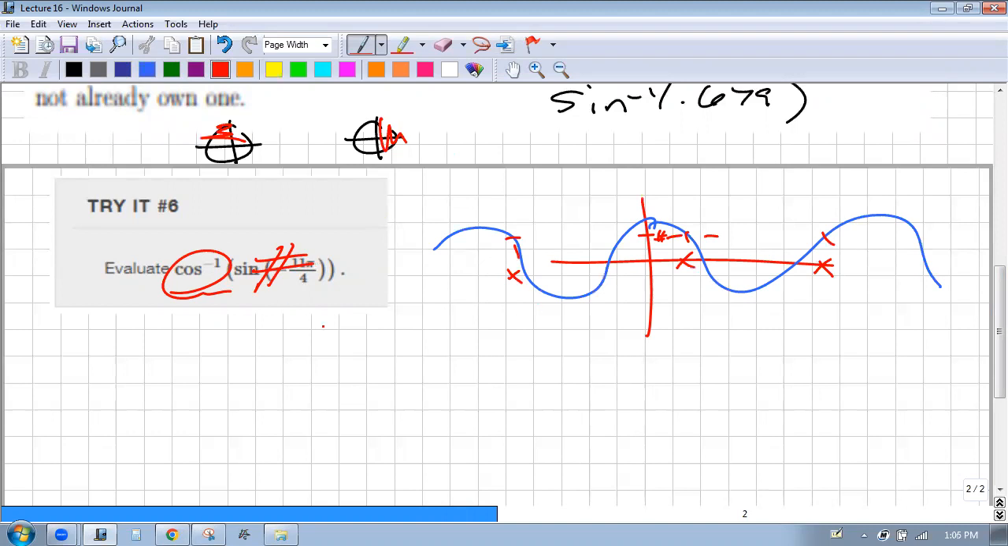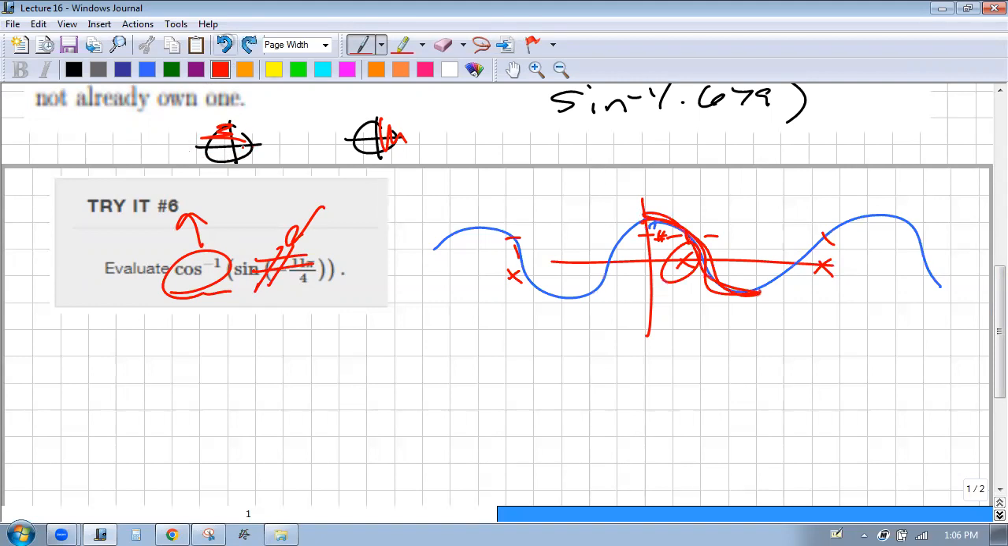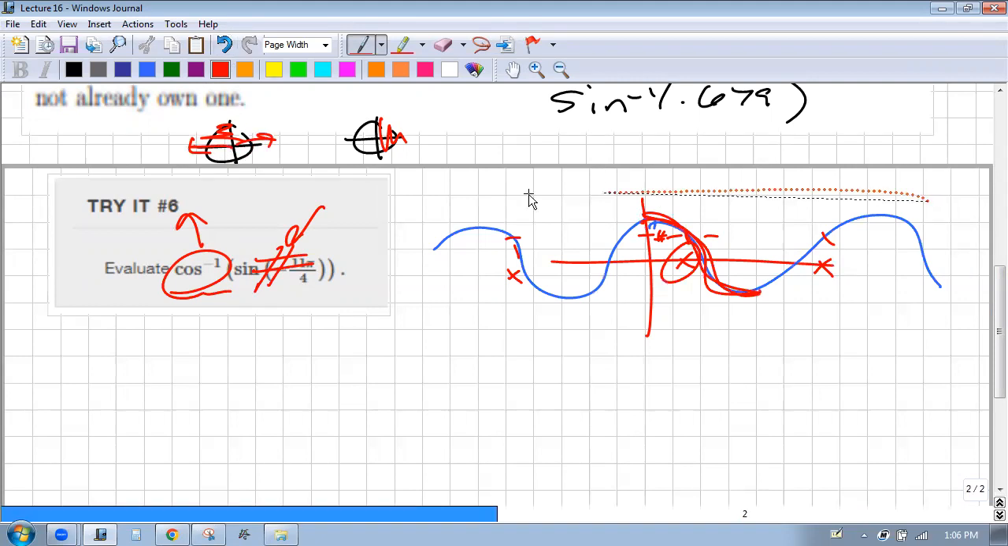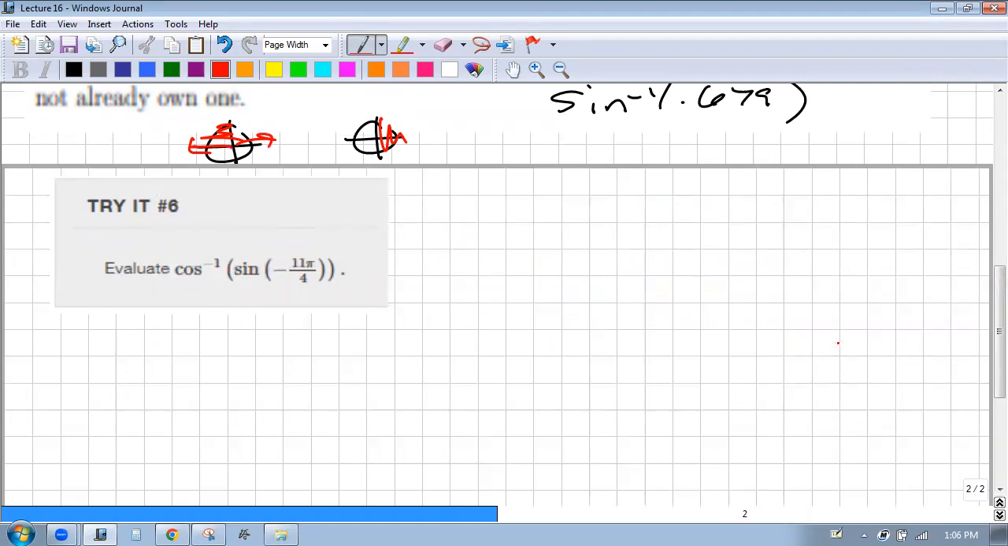So for cosine inverse to be a function, one number in, one number has to come out. So we picked the one that was between 0 and pi, which would be the upper half of the unit circle for cosine. So that was last Monday's lecture.